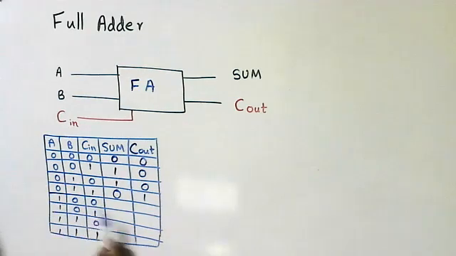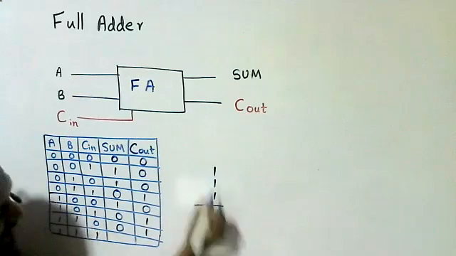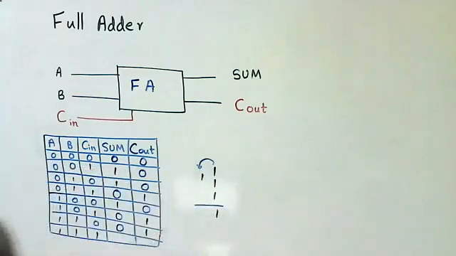Then 1, 0, 0. What is the sum? 1, carry out 0. 1, 0, 1: sum 0, C out 1. Good. 1, 1, 0: sum 0, C out 1. 1, 1, 1: if we add 1, 1, 1, it is 1, 1. Then sum 1, carry out also 1.